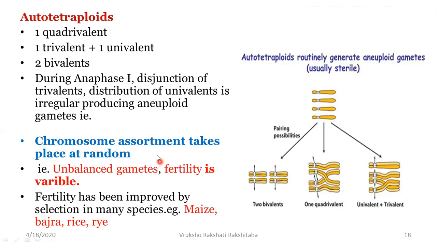And here, in case of autotetraploids, fertility is variable. Means some are fertile and some are sterile. But fertility has been improved by selection in many species of maize, bajra, rice and rye.